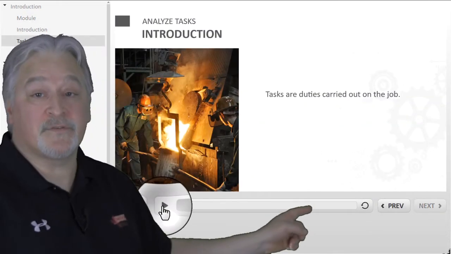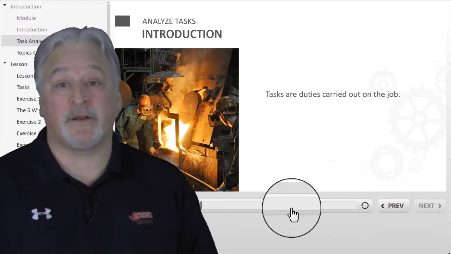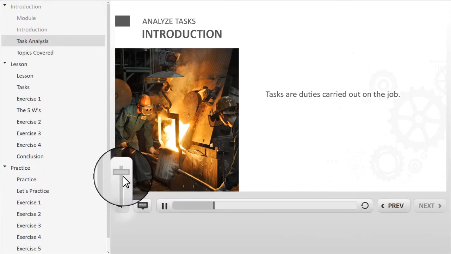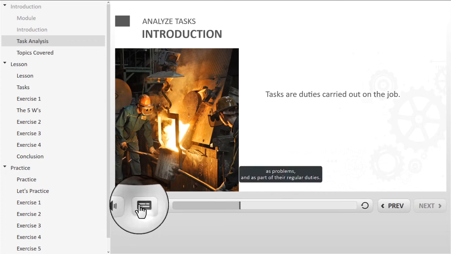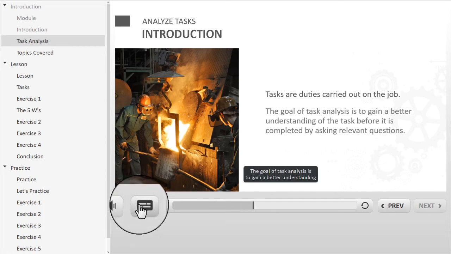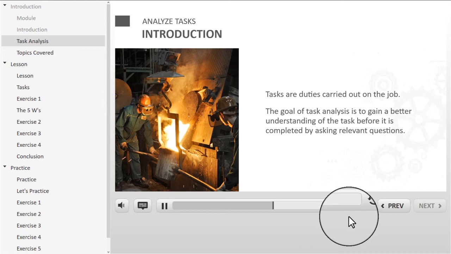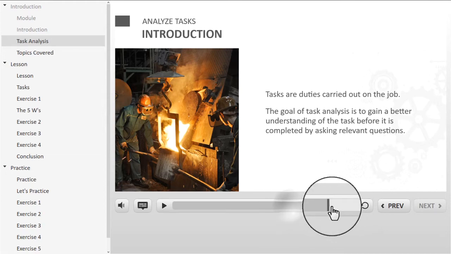At the bottom of the screen, you'll find the media player controls. The media player controls allow you to turn on or mute the narration, display closed captioning, monitor the timing and progress, and replay the content if needed. Next, let's take a look at how the course content is organized.